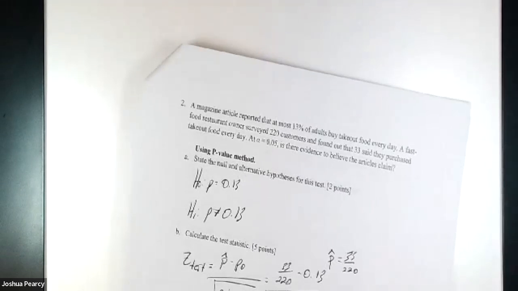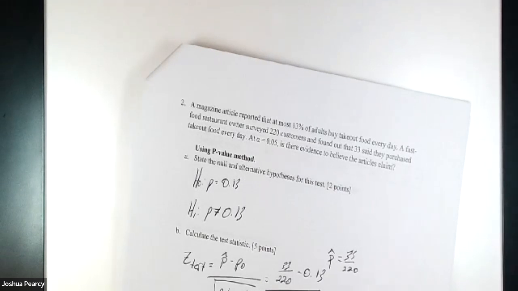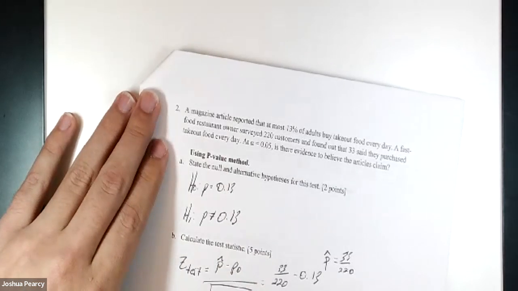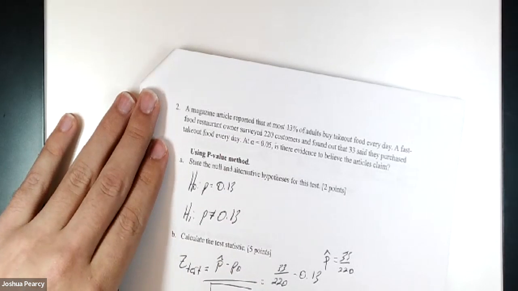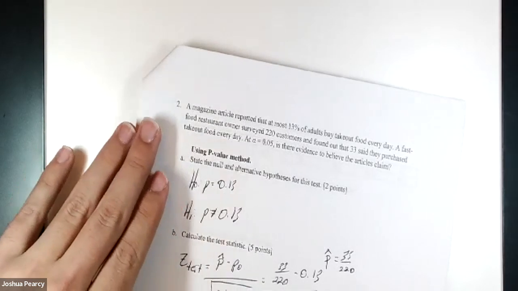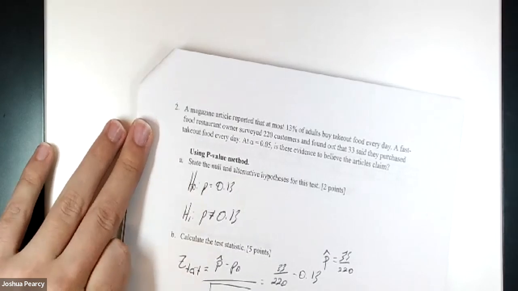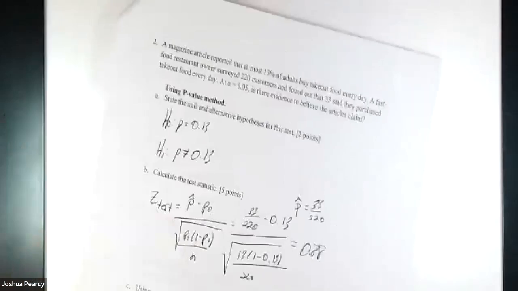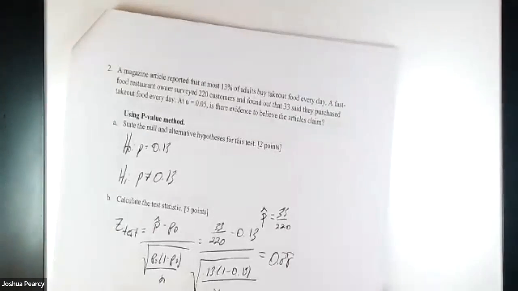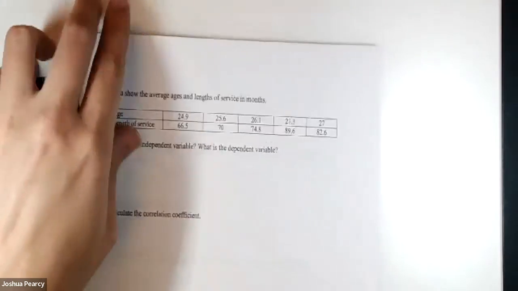Wait, which one is it? I think it's actually yes. Because the claim is that p is equal to 0.13. Pretty sure it's yes. Because I think I did that on the exam last semester and I tricked him. I don't know. Don't worry about that one. That won't be on there.